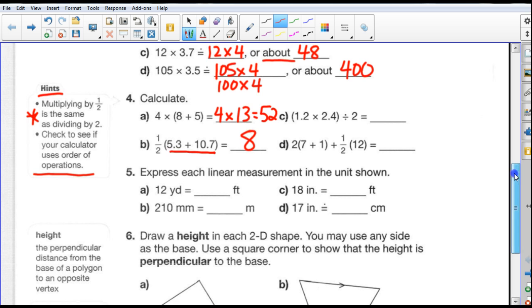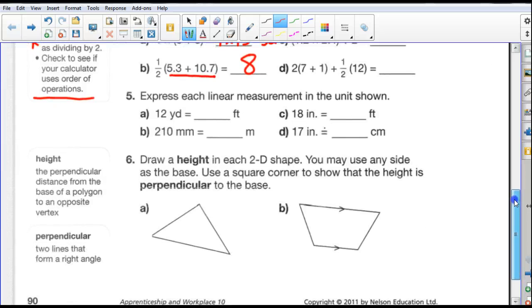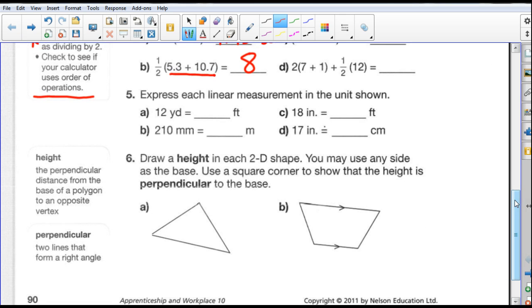Order of operations. See if your calculator can figure it out, or if you've got brackets, you can put them in. Number 5, express each linear measurement in the units shown. So 12 yards is equal to how many feet? Well, we know from our conversion tables that there's 3 feet in a yard, so 12 yards is 12 times 3, which is 36 feet.